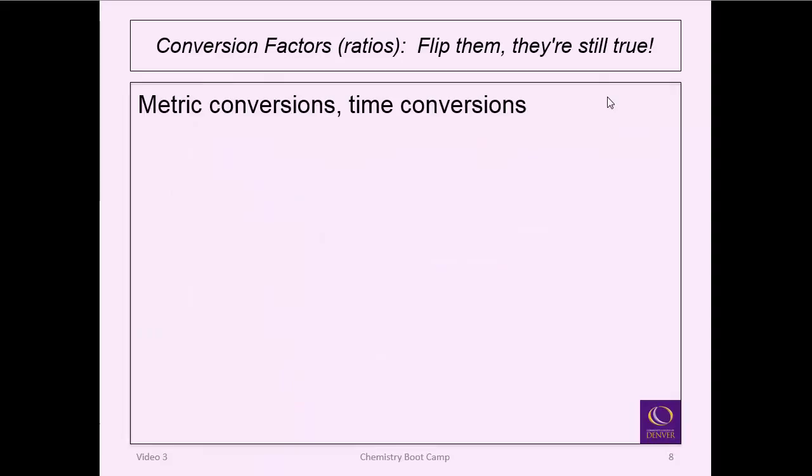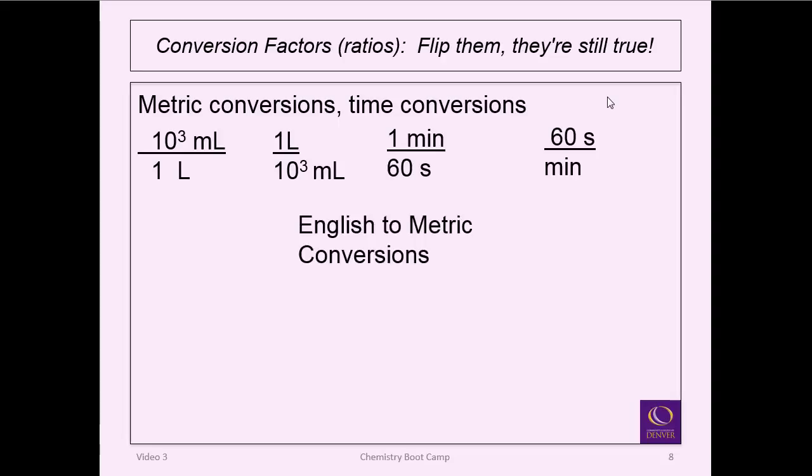Another thing about conversion factors, flip them and they're still true. So 10 to the third mils for every liter, or 1,000 mils per liter. It's still true if there's 1 liter and 10 to the third mils. It doesn't matter which way I put it, it's still true. 1 minute per 60 seconds, there's 60 seconds in 1 minute. And you'll see why you need to flip that later. I just want you to think about it, whether it's true or not, and that's usually what guides your mathematics. There's 2.5 centimeters per inch and 1 inch for every 2.5 centimeters.